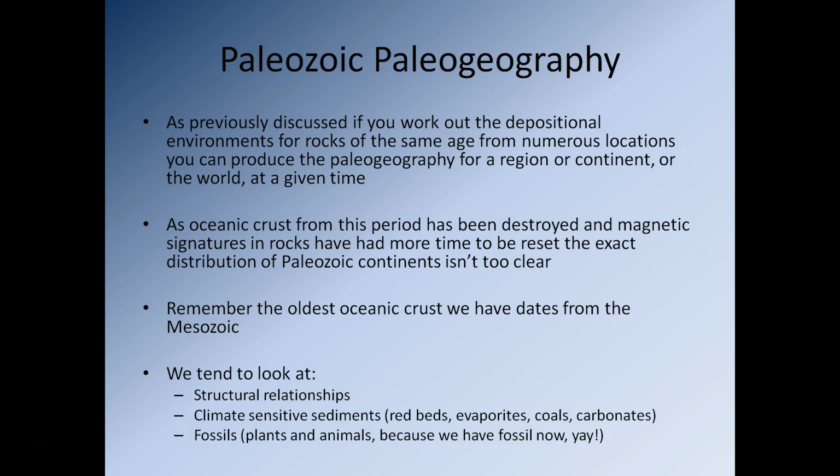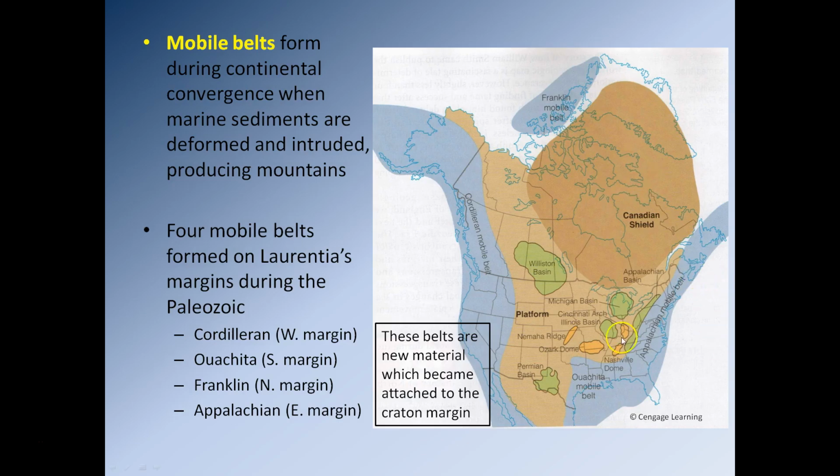So what do we do? Well, we look for structural relationships. We find areas of rock that have been deformed. For instance, if we go back to this diagram here, when we think about the Appalachian mobile belt, we notice that the way the rocks have been deformed here is very similar to the way the rocks have been deformed in northwestern Africa. And that deformation occurred at the same time.